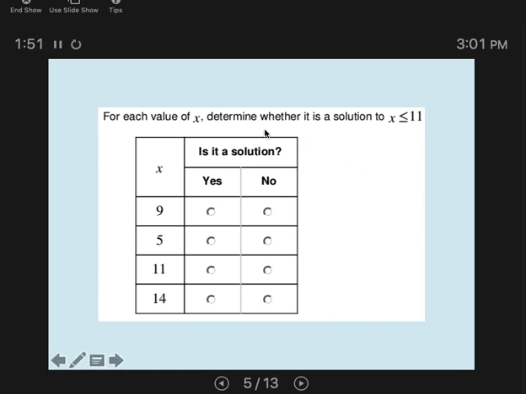Okay, so let's look at this. For each value of x, determine whether it is a solution to x is less than or equal to 11. So first we plug 9 in here for x. Is 9 less than or equal to 11? Yeah, of course. Is 5 less than or equal to 11? Yeah, of course. Is 11 less than? No. Is 11 equal to? Yes. Is 14 less than or equal to 11? No. So that's how you do that.